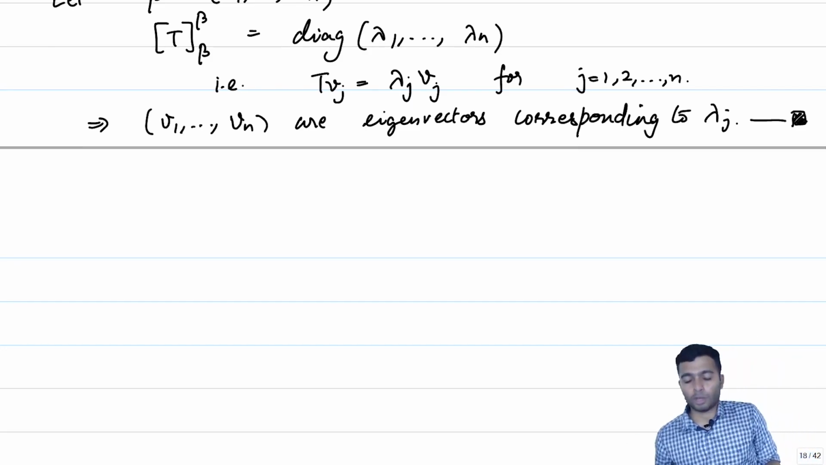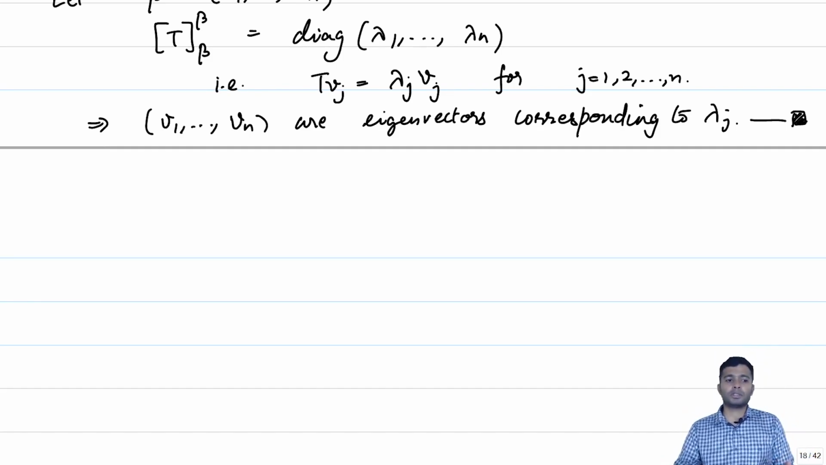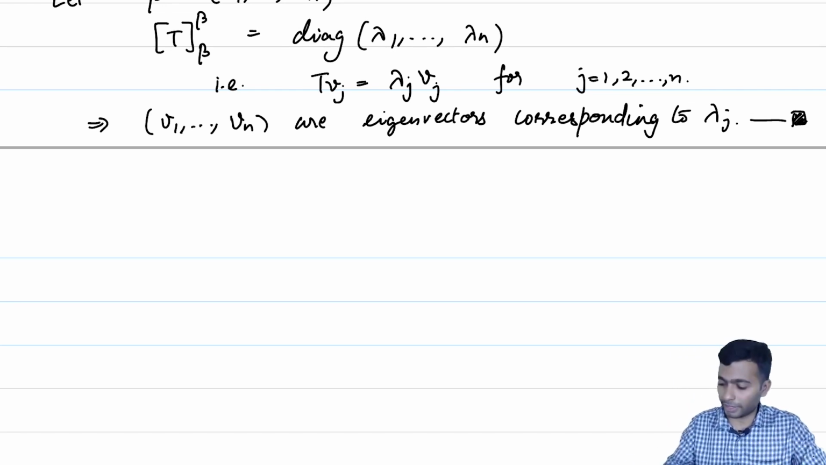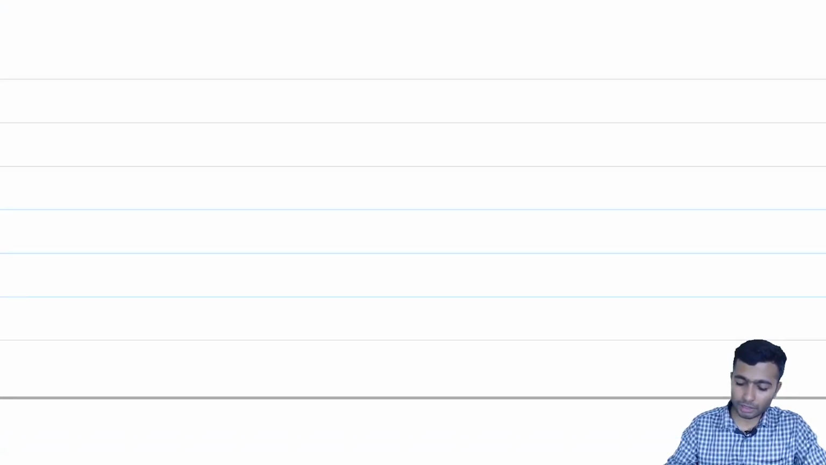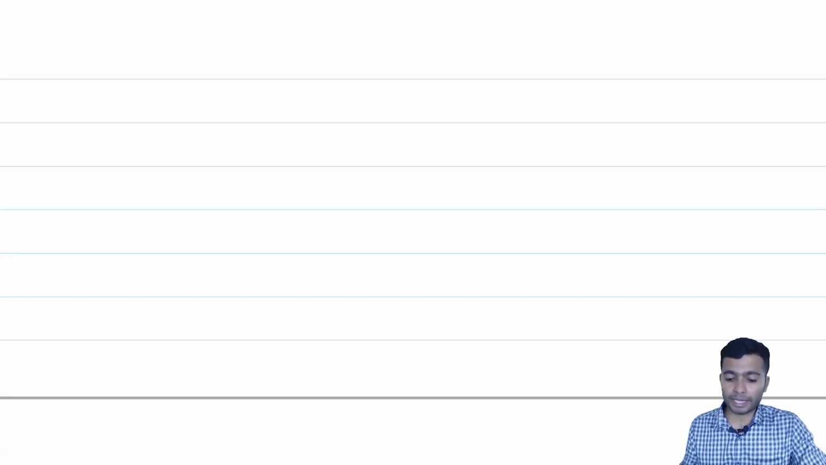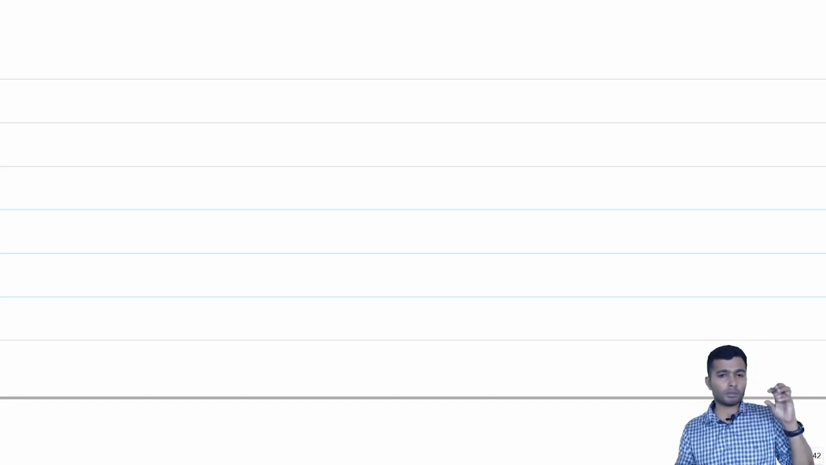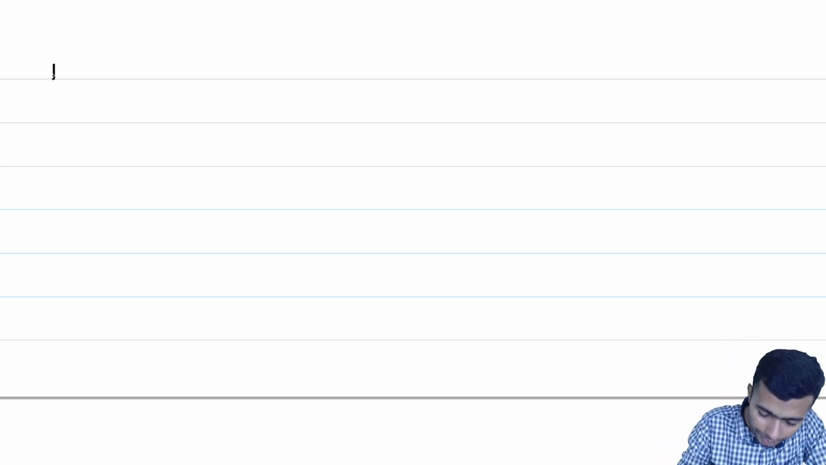So, we have observed that any linear transformation, if it has a matrix which is diagonal, then there is a basis consisting of the eigenvectors, and vice versa. If there is a basis consisting of eigenvectors of our given linear transformation T, the matrix is also a diagonal matrix. So, this motivates a definition, that of diagonalizability. We say that a linear transformation is diagonalizable if we can get hold of a basis with respect to which the matrix of T is a diagonal matrix. So, let us give a definition.